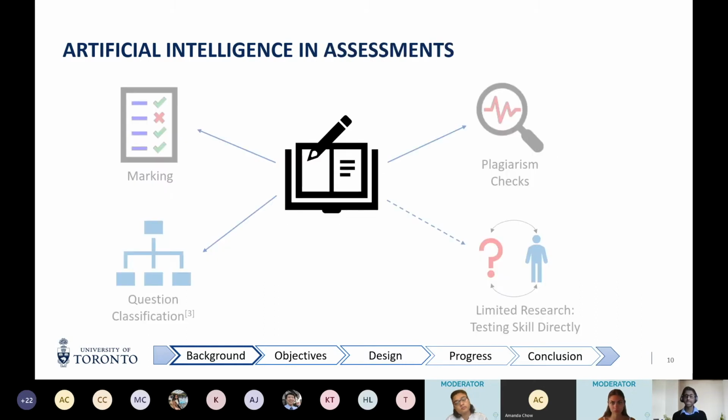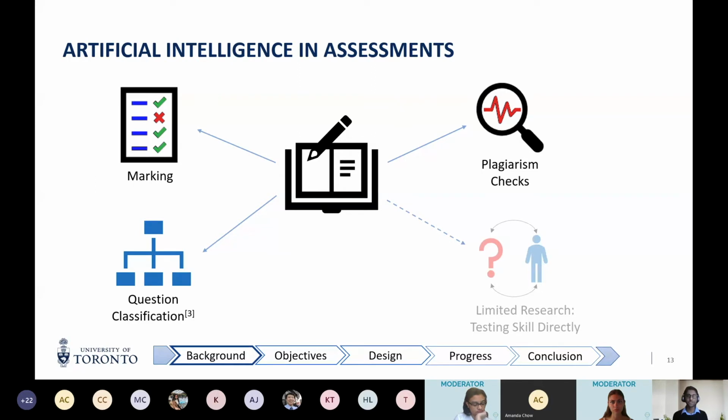Specifically in assessments, AI has a wide range of applications. In marking, image recognition software is used to automatically grade essays and examinations. A common example is the use of Scantron to mark MCQ questions. A combination of image recognition and text filtering software is used to check for plagiarism in reports and essays. Another common example is the use of Turnitin.